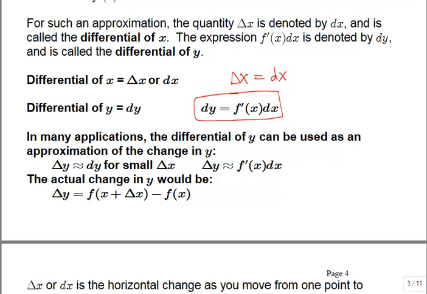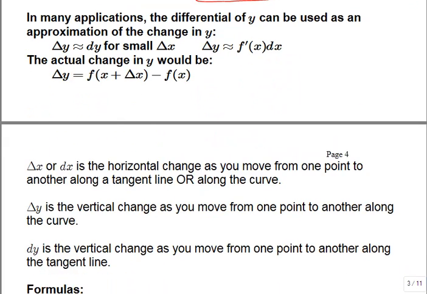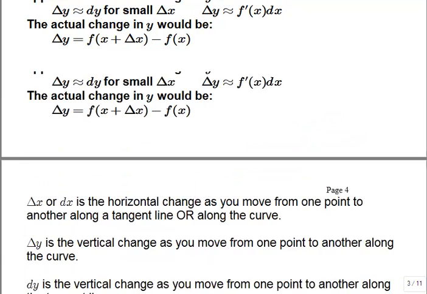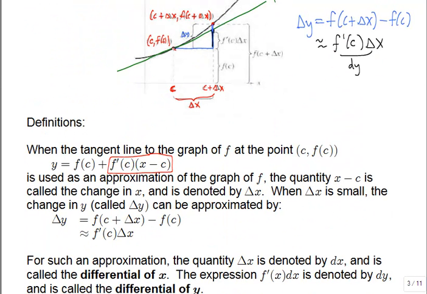So the actual change in y, which is your delta y, is approximately your differential dy when delta x is small. So the change in y will be approximately f prime of x dx. The true change in y would have been f of x plus delta x minus f of x. Okay? Delta x, or dx, is the horizontal change as you move from one point to another along a tangent line or along the curve. So up here in my picture, delta x is this horizontal distance, and that will be the same whether you're moving on the tangent line or on the curve itself.